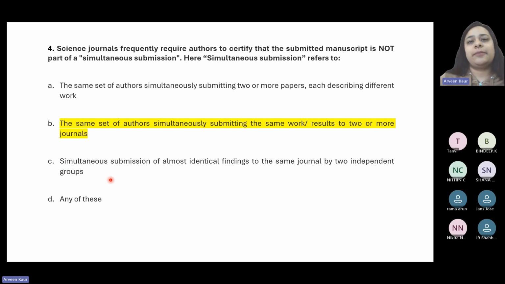So if the groups are independent, how will I know what the research is that is being submitted by that group? And if at all it is similar, how will I come to know about that, right? So that is out of the knowledge that a particular author has, right? So that can never qualify for simultaneous submission, right? Also, the same set of authors simultaneously submitting two or more papers, each describing different work, that can be done, right?